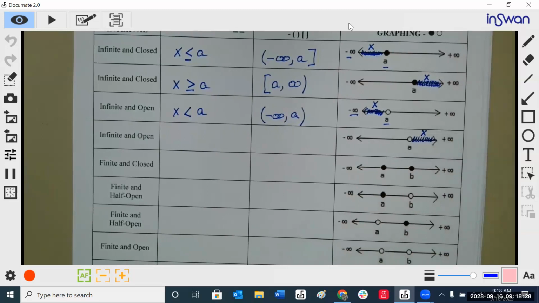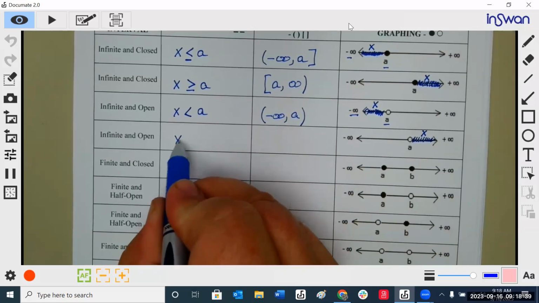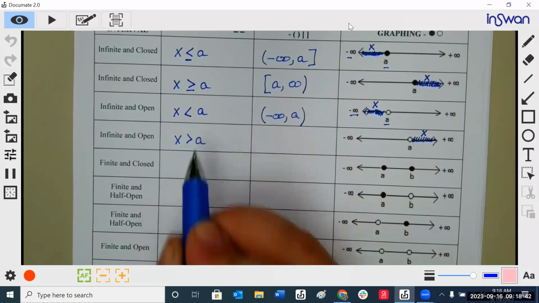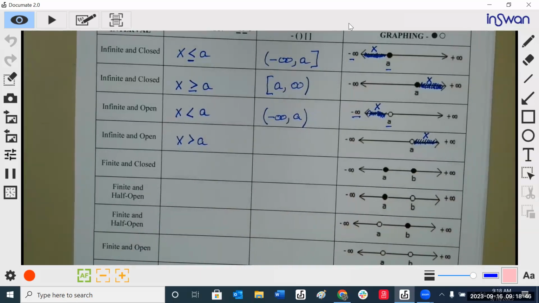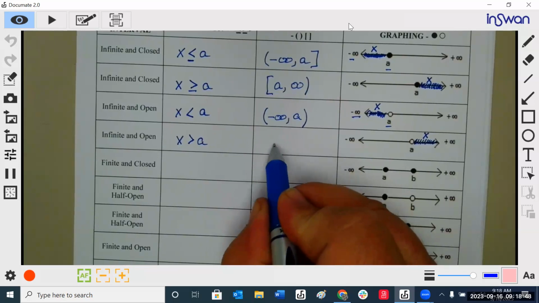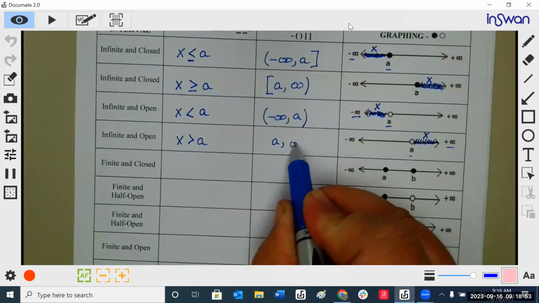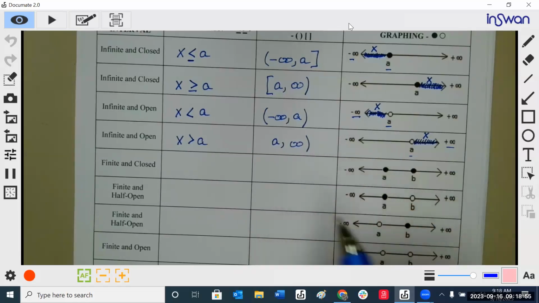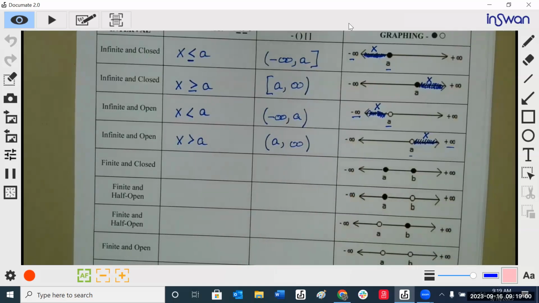This is my X. So X is larger than A. It can't be used, so it's no equal sign. So it starts at A and goes all the way to infinity. Infinity is always a parenthesis. It's an open circle, so I have to use a parenthesis.